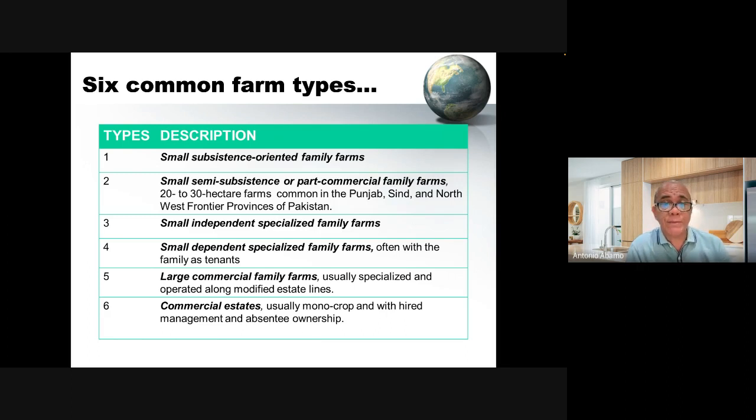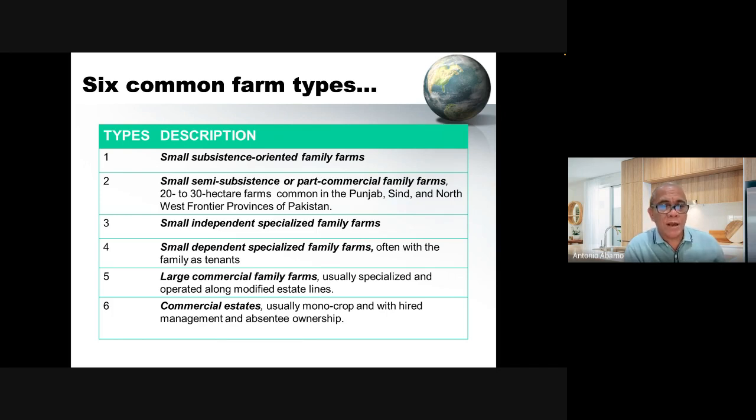Number two is semi-subsistence, partly commercial family farms, as in the farms in Punjab in India, and also in Pakistan, somewhere in South Asia, because we are in Southeast Asia. This type of farm is common. First is subsistence, family-oriented. Second, small semi-subsistence or partly commercial farms. The third type is small, independent, specialized family farms.